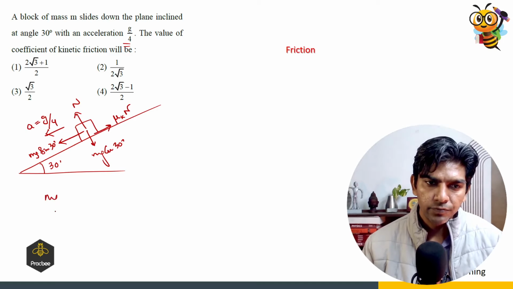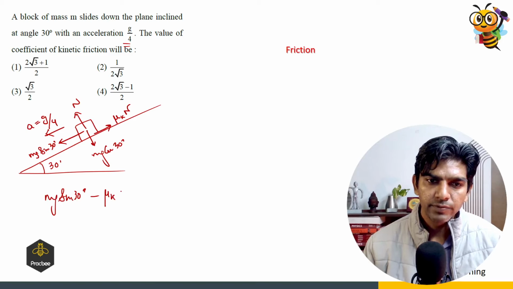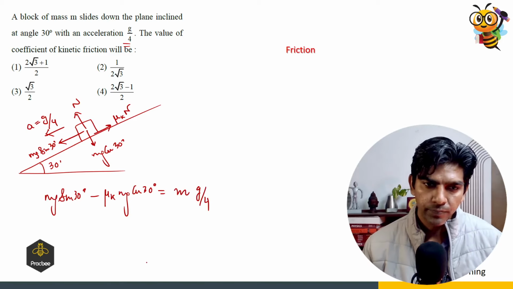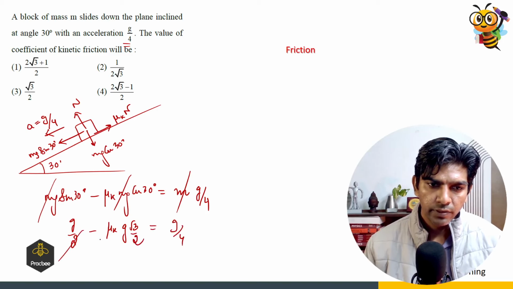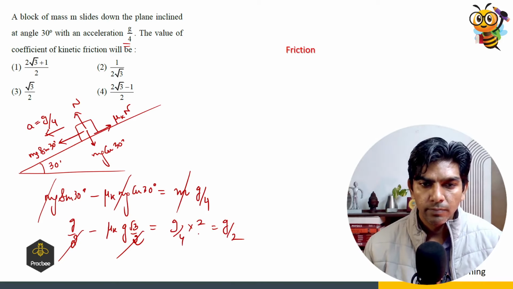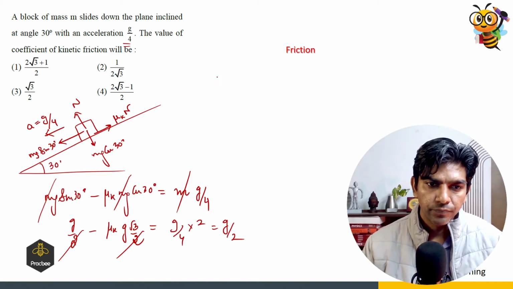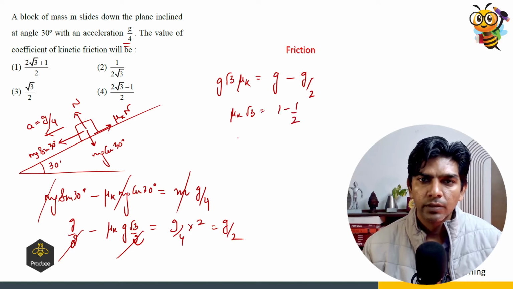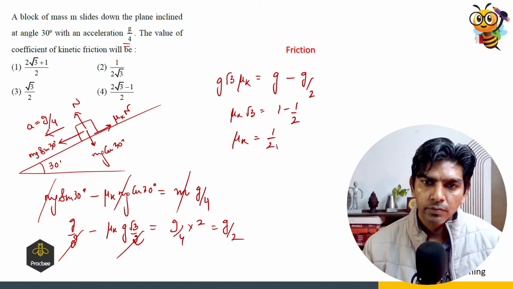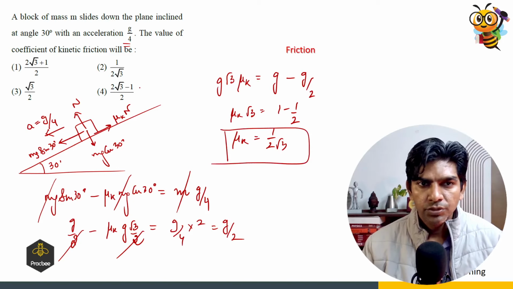So down the incline, the net force will be mg sin 30 minus mu k times the normal reaction, which is mg cos 30 degrees. So this comes out to be mass times the acceleration, and acceleration is g by 4. So m will get eliminated. So g by 2 minus mu k g root 3 by 2 is equal to g by 4. So let us take this to the other side. And we have to find the value of mu k. Now from this, g root 3 times mu k will be g minus g by 2. So g will also get eliminated. So mu k times root 3 will be 1 minus 1 by 2, or mu k comes out to be 1 by 2 root 3, right? So option 2 is the right answer.